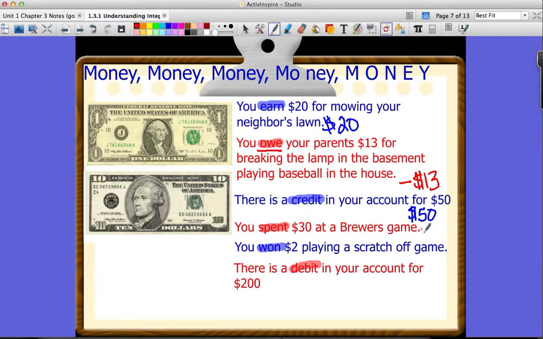Okay, if I spent $30 at a Brewer game, again, it's leaving me, so it's a negative. But the number stays the same. It's still just a negative $30. Right, and if I won $2, again, that's money that's coming to me, so that's just a positive $2. And a debit means that it's taken out of your account. So if you have a debit card, you can use it to take money out of your account. So it would be a negative, and because you're taking $200 out, it is a negative $200.